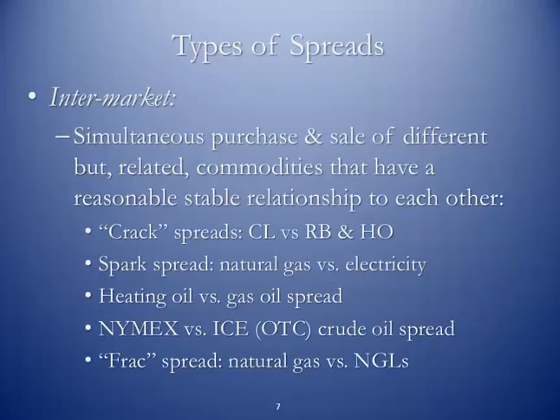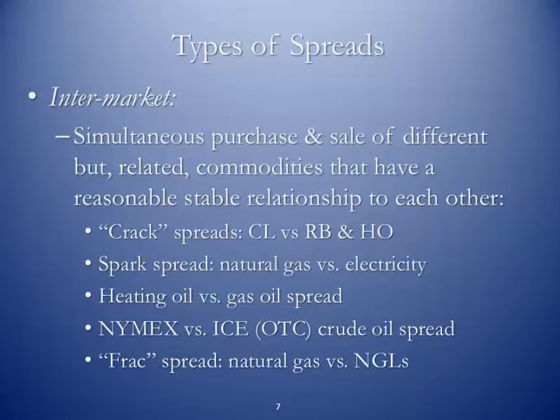Different types of spreads. One is the intermarket. Now this is the simultaneous purchase and sale of different but related commodities that have a reasonably stable relationship to one another. So intermarket, keep in mind, means different commodities, not the same commodity. So we have some different types of spreads, and these are the commonly used terms for these spreads. We have what's known as a crack spread. This would be crude oil versus unleaded or heating oil.